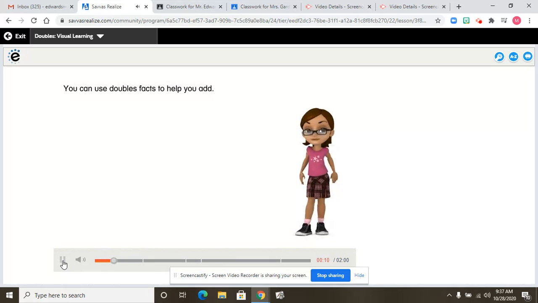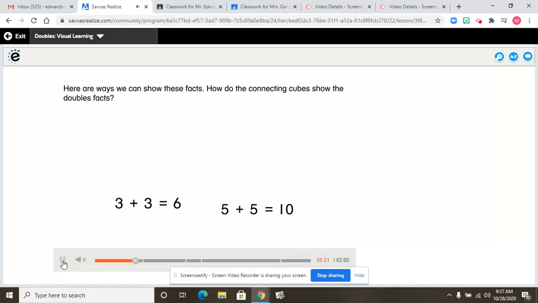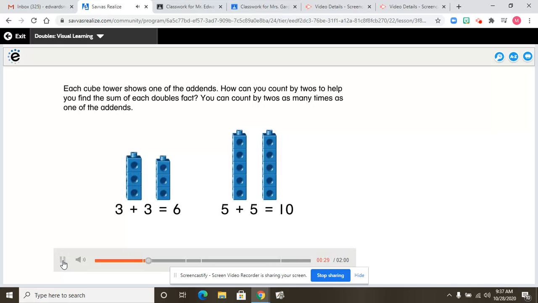You can use doubles facts to help you add. Let's look at some doubles facts that you may know. Here are ways we can show these facts. How do the connecting cubes show the doubles facts? Each cube tower shows one of the addends. How can you count by twos to help you find the sum of each doubles fact? You can count by twos as many times as one of the addends.